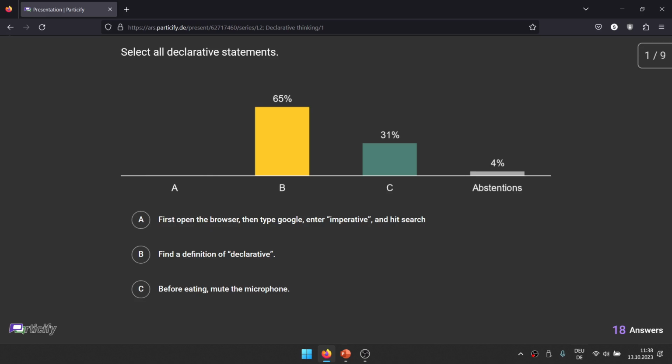So declarative can be more complex. Before eating, that's maybe a temporal thing or even a conditional thing, right? We don't even know whether the person is going to eat, but in case they do, then they should mute the microphone so that we don't hear them, I don't know, eating their crackers or whatever, right? So I wouldn't say that this condition, that makes it either a conditional or temporal thing, makes it imperative, right?